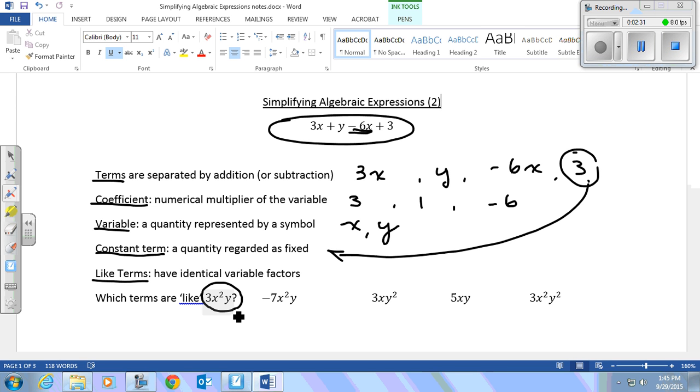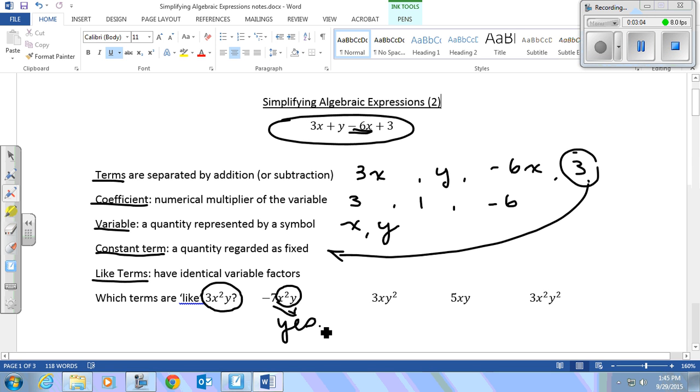which means 3 times x squared times y. If we look at which of these terms is like it, you might want to press pause for a moment, think about it, and make your best guess as to which of those is like, and then press play again and see if your guess is correct. So if we look at negative 7x squared y, we can see that the variable part is exactly the same, so this one is a like term, or I'll put yes below.